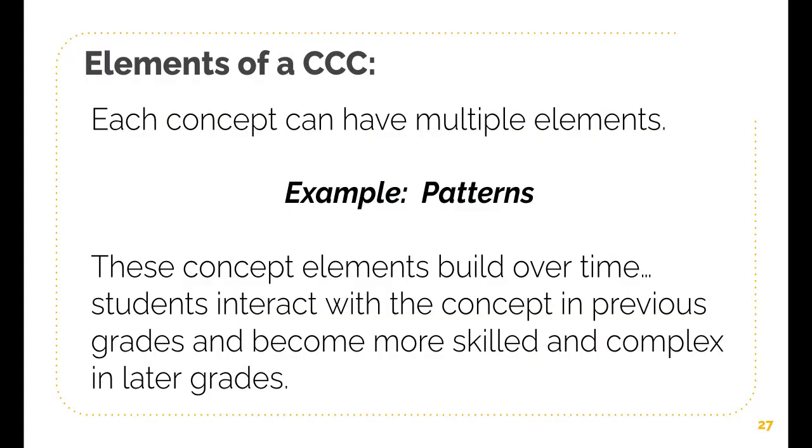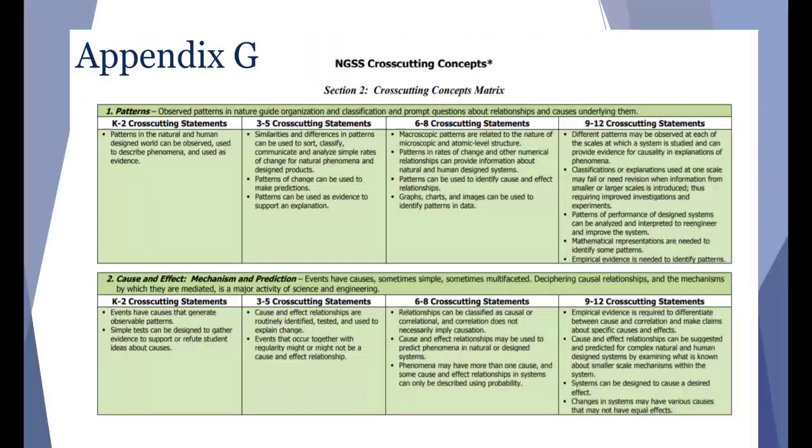So here again, building over time, patterns get more complex as students learn from grade to grade. Appendix G is the support document that helps understand cross-cutting concepts. So if we look at the patterns row up there, we can see that K through 2, patterns in the natural and human design world can be observed and used to describe phenomena and used as evidence.